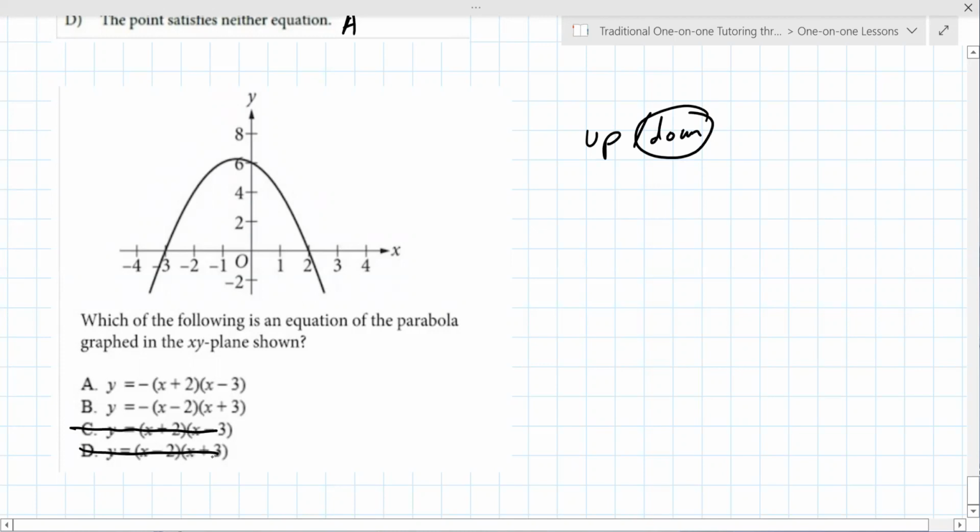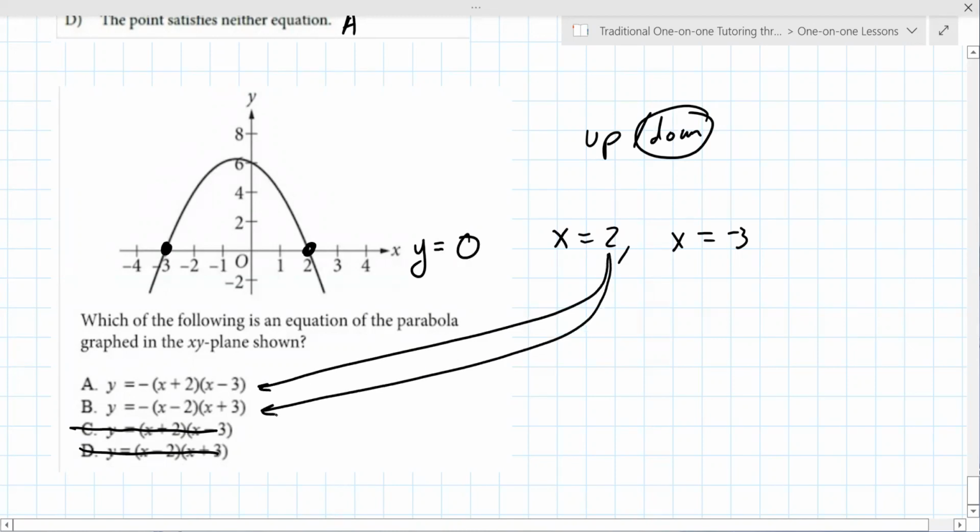Now, what happens at 2 and -3, like in words? What is the meaning of x equals 2 and x equals -3? That's where it crosses the x-axis. Okay. So what is the y value there? 0. So when you put 2 into one of these equations, what should your y value be? 0. Okay, so I want you to tell me which one that is. Is it A or B? B. Yes.